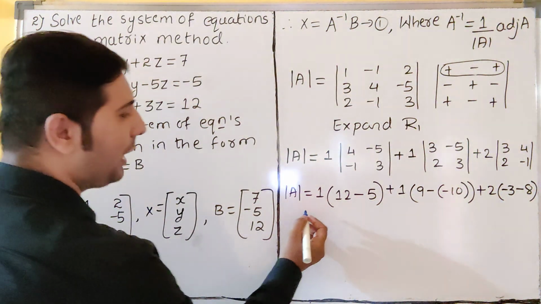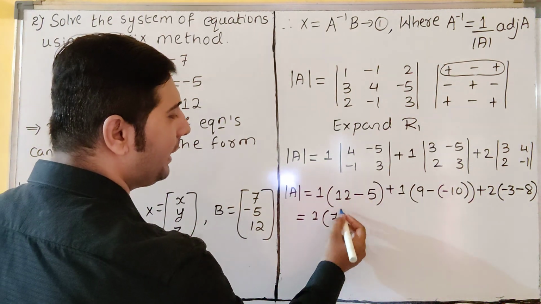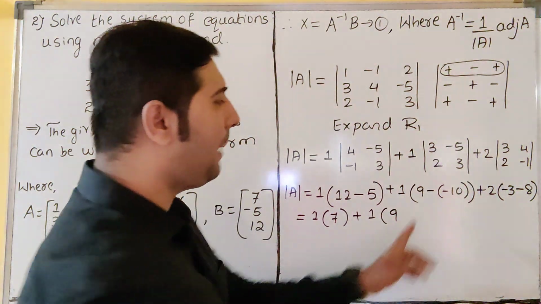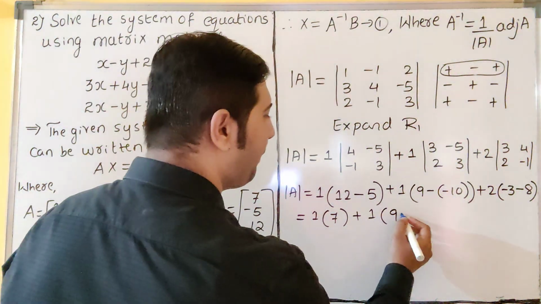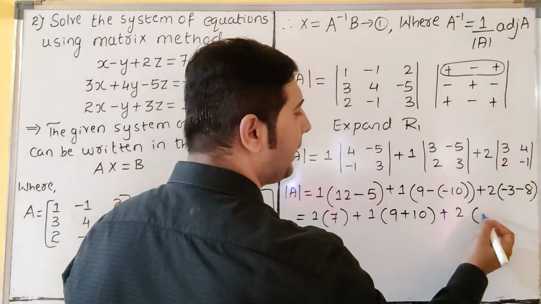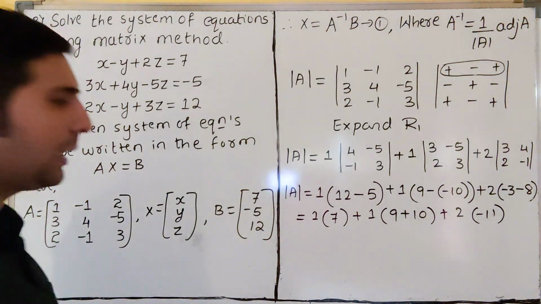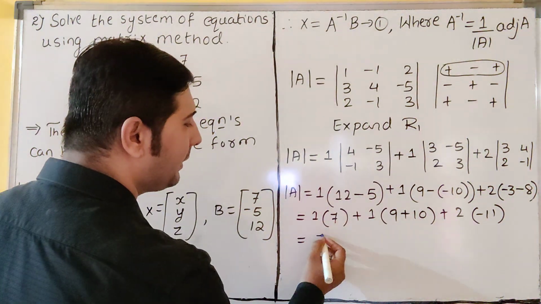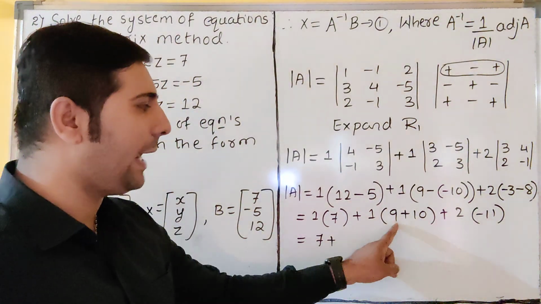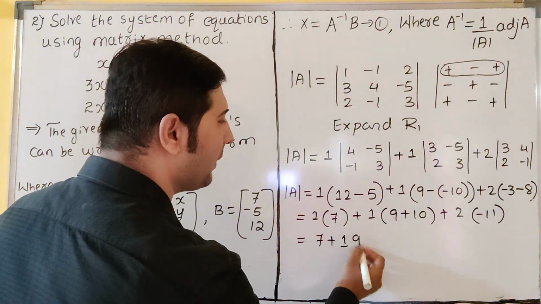Clear everyone? Now what will you get, you see. 12 minus 5 is 7, 1 I will write as is, 9 minus into minus plus 10. So 2 minus 3 minus 8 is minus 11, dear students. Understood everyone? Clear? So 1 7s are 7. 9 plus 10 is how much? 9 plus 10 is 19. 19 into 1 is 19, dear students.